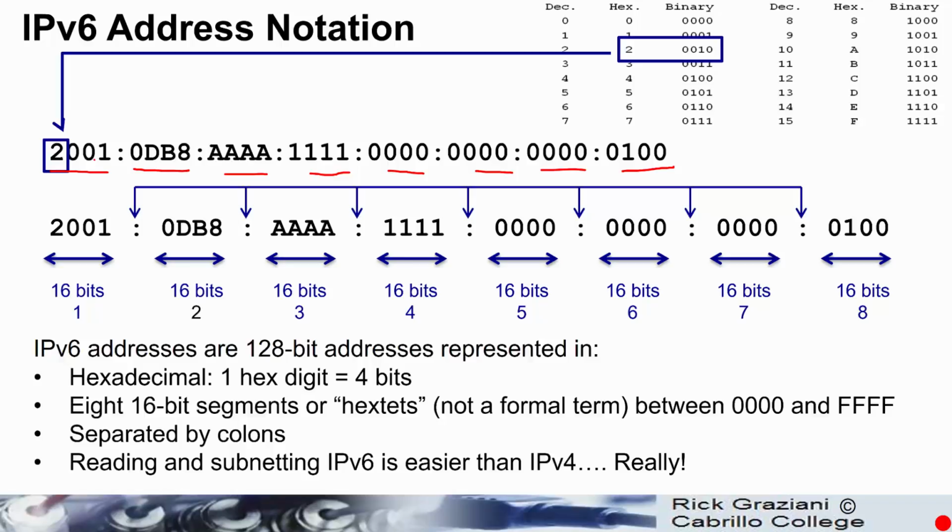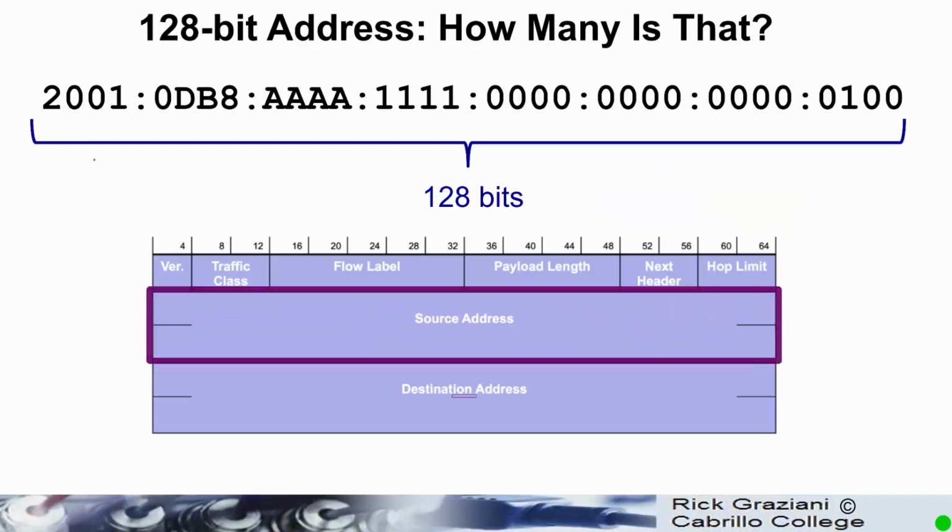Reading and subnetting IPv6 is a lot easier than IPv4. That's kind of subjective, but we have to start talking about some rules with IPv6 so we understand how we can represent these addresses. As we start looking at them, it's 128 bits total.